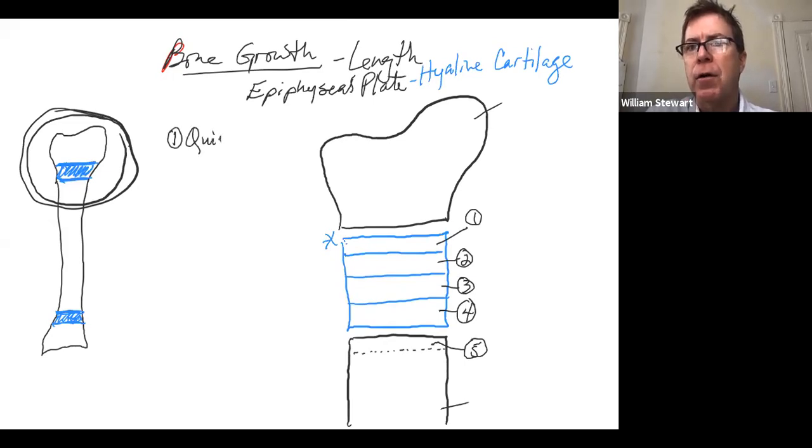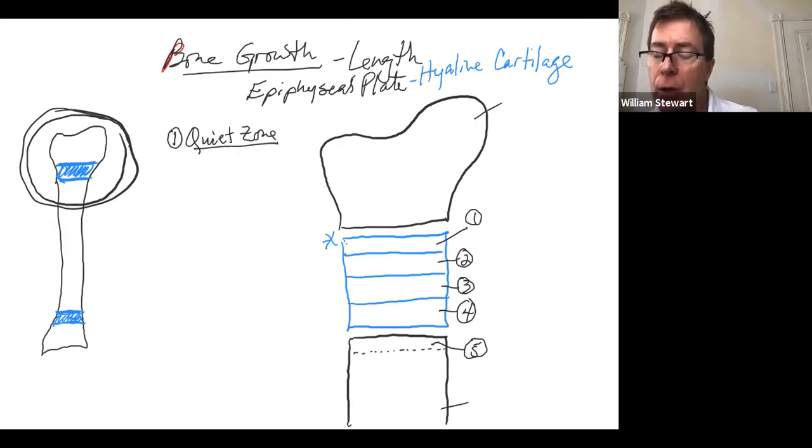Zone number 1 is called the quiet zone. And you need to know what goes on in the quiet zone. The reason it's called the quiet zone is there's very little cartilage activity in there at all. So there's no chondroblast activity. Chondroblast means young cartilage cells that make new cartilage. So that's why this is called the quiet zone, because there's very little new cartilage growth, very small chondroblast activity.